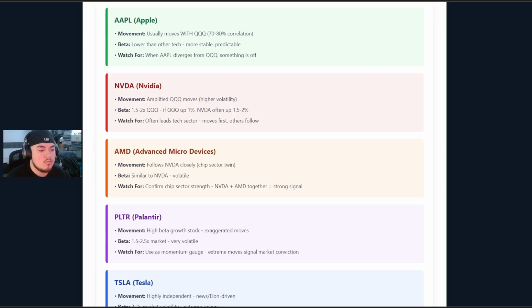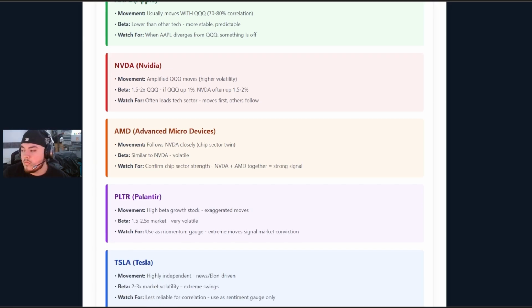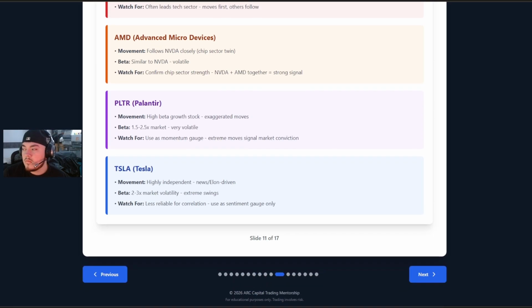Now, Palantir, so the movement is a high beta growth stock, right? High beta growth stocks have exaggerated moves, right? Trades very volatile. The beta here is it trades 1.5 to 2.5 times against the market, right? So very volatile. If the market is up 2%, Palantir will likely be up, let's say 5%, 6%, something like that, right? What to watch for: we're using this as a momentum gauge.